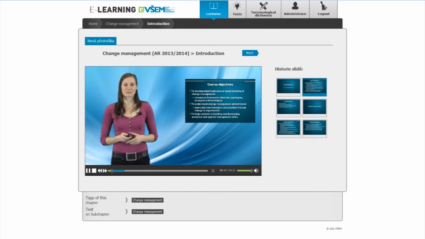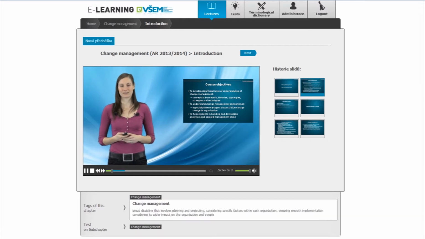Firstly, we will develop a significant level of understanding of change management. That means to see some conceptual frameworks, theories, typologies, strategies and techniques which are used in change management. Change management itself is mainly focused on people, because people are the most important asset of organizations, and it's really necessary to work with them and to prepare them for the change.